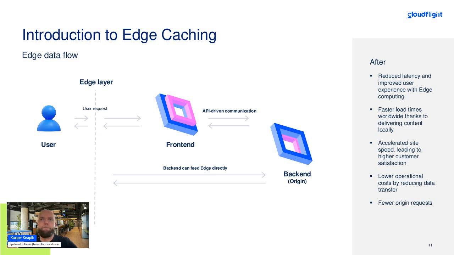And yes, compared to the first graph, things are faster because the user gets the data faster from the edge, and all of the metrics, performance, SEO, all of these things are improved.